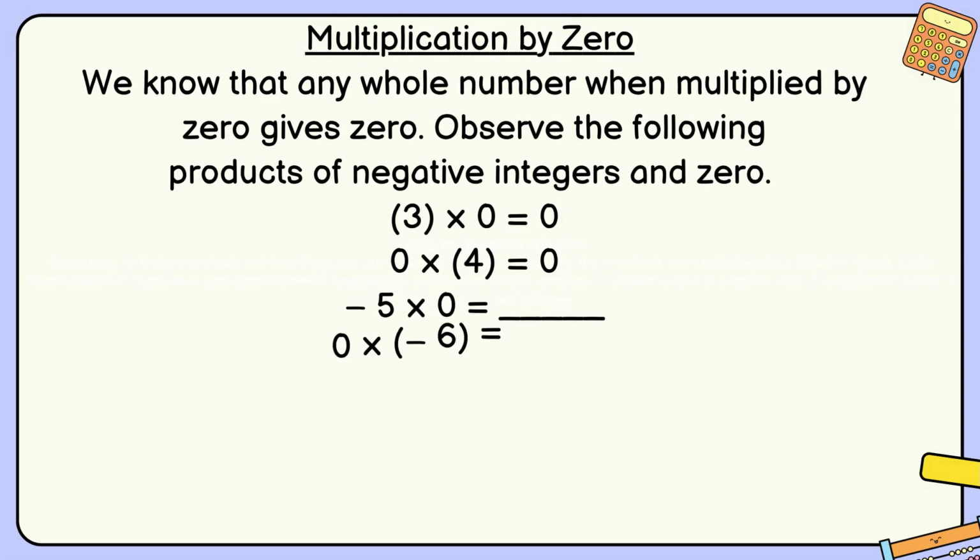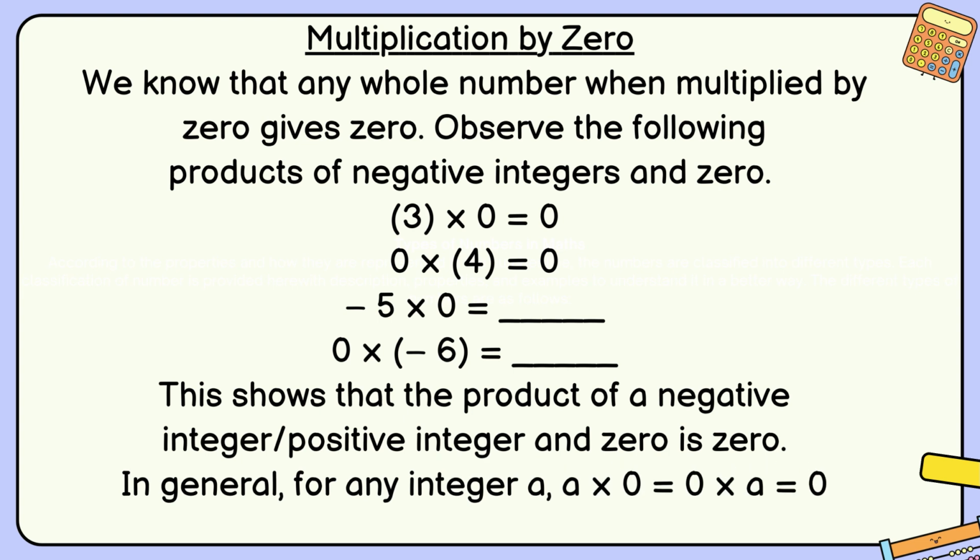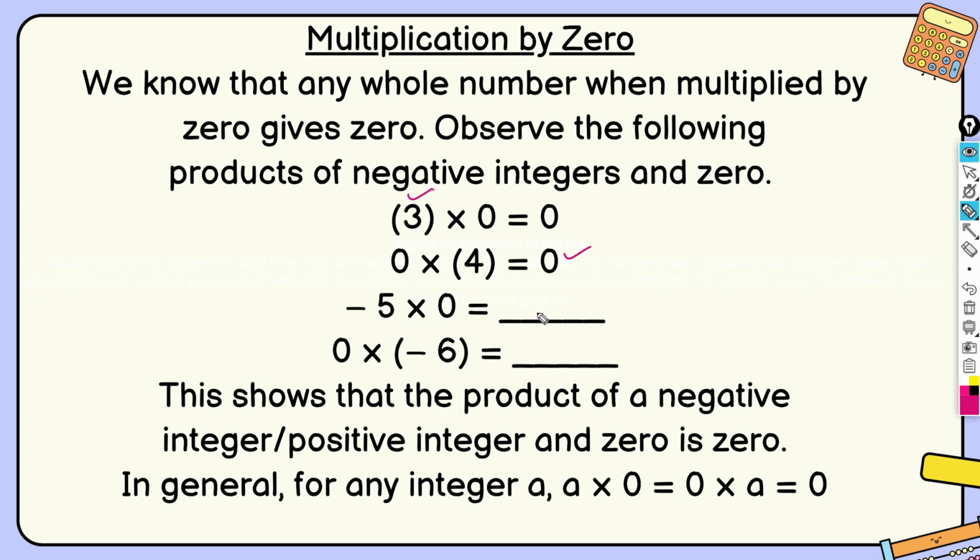Now we'll see multiplication by 0. We know that any whole number when multiplied by 0 gives 0. Similarly, we'll see what the result will be when we multiply an integer by 0. Here 3 into 0 is 0. 0 into 4 is 0. Minus 5 into 0 is 0. 0 into minus 6 is 0. This shows that the product of a negative integer or positive integer and 0 is 0. Thus, in general, for an integer a, a into 0 is equal to 0 into a is equal to 0.